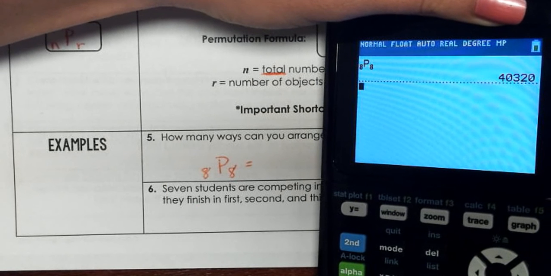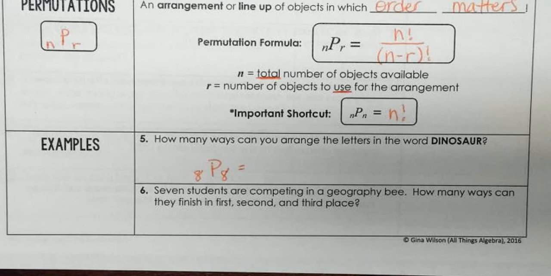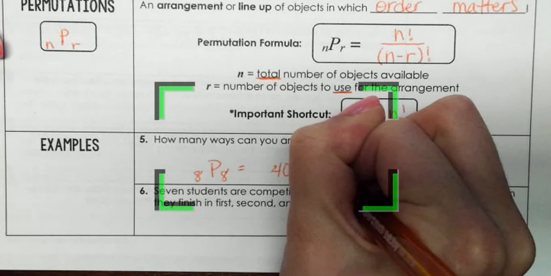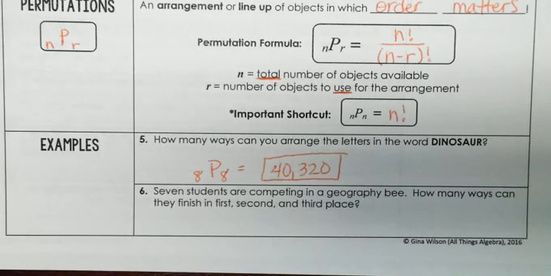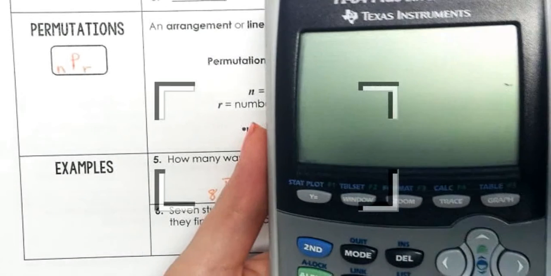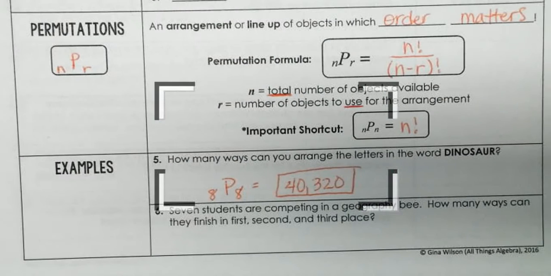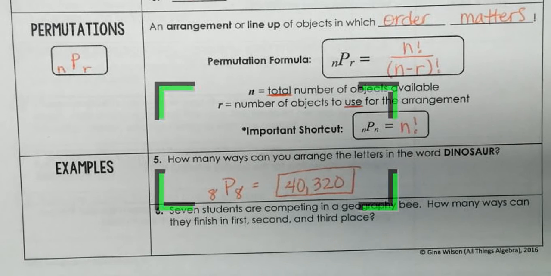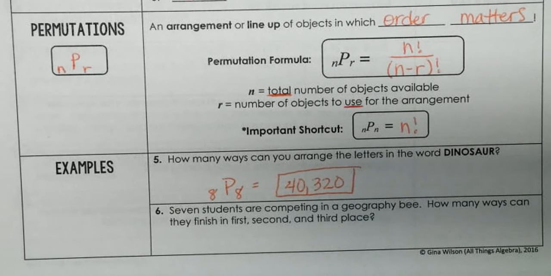Okay, so what it gives you is 40,320. Now if you have one of the older calculators, I want to show you how to do it on those. So let me show you. So if you have a calculator like this, and I don't have batteries, hang on just a second. Let me grab a different calculator. I'll show you in the next problem. Let's set up number 6 and then I'll show you.